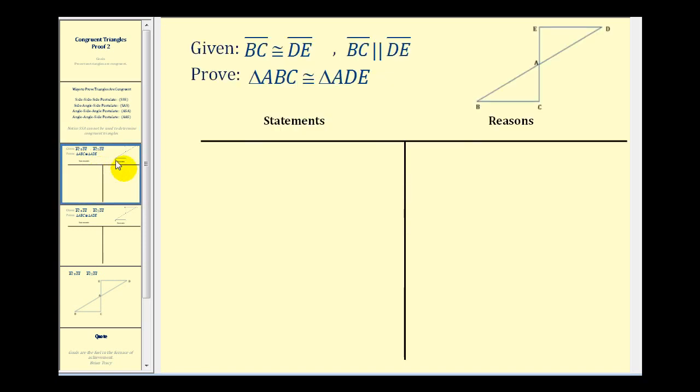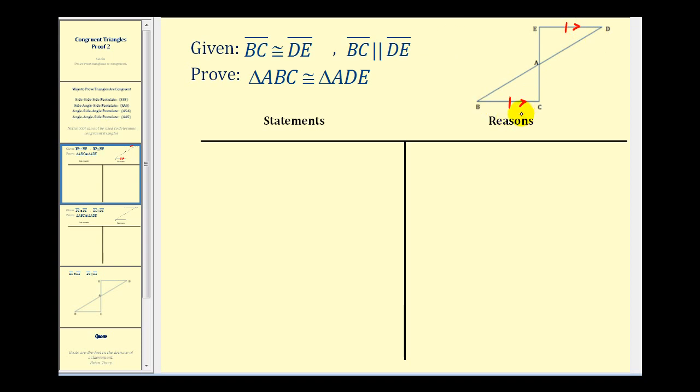Here we want to prove that triangle ABC is congruent to triangle ADE, given segment BC is congruent to segment DE, and segment BC is parallel to segment DE. So these two segments here are also parallel.